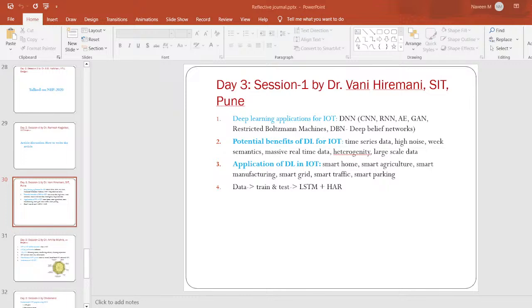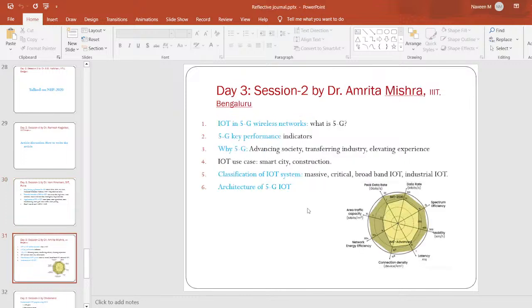Day 3, session 2 was by Dr. Amrita Mishra from Triple IT Bengaluru. Madam talked about 5G networks in IoT. What are the implications of 5G networks on IoT? What are the 5G key performance indicators?